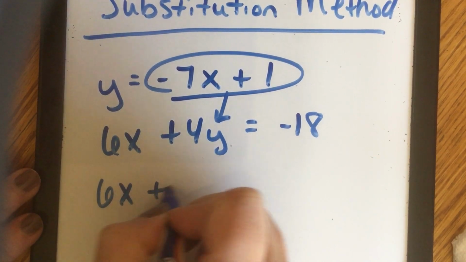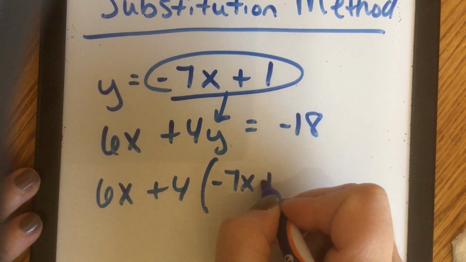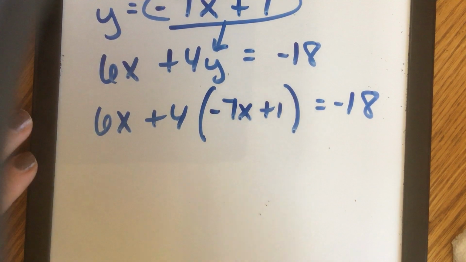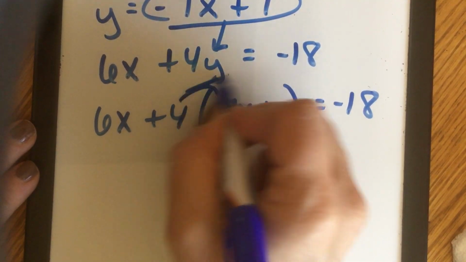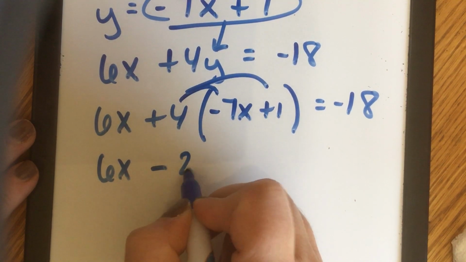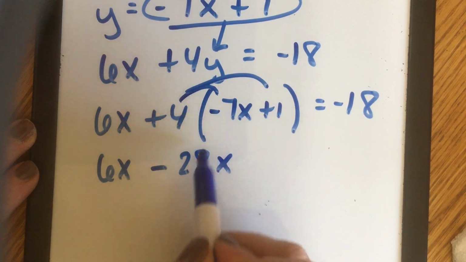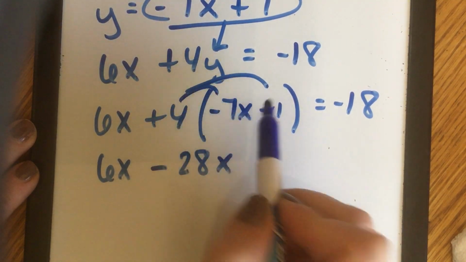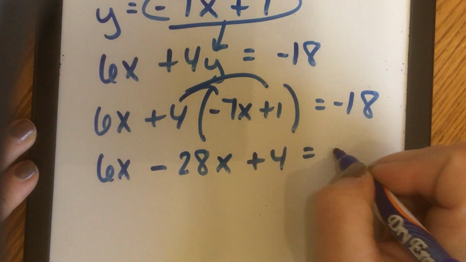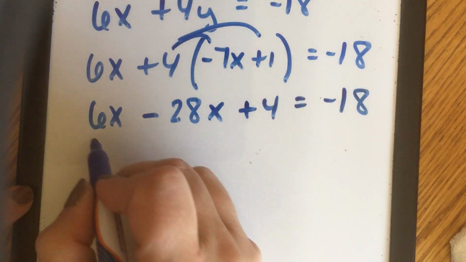So 6x plus 4, and then instead of writing y, I'm going to write that negative 7x plus 1 equals negative 18. So I'm going to do the distributive property here. So the 6x stays the same, and then I'm going to have a minus 28x because I have a positive there, but I have a negative there. So minus 28. And then 4 times 1 is 4, and I have two positives, so it stays positive, negative 18. And now combine like terms.